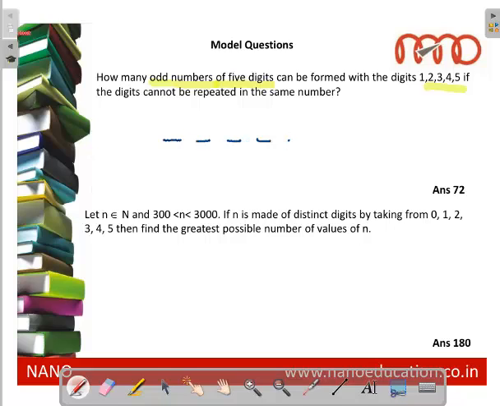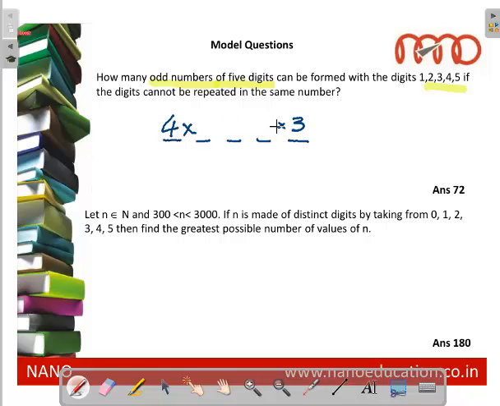Let's say these are our 5 digits. The last place has to be an odd digit because the number is odd. So the last place can be filled with 1, 3, or 5, in 3 ways. Then for the first digit, except for the number used in the last digit, I can use any of the remaining 4 digits. I can fill the first place in 4 ways.